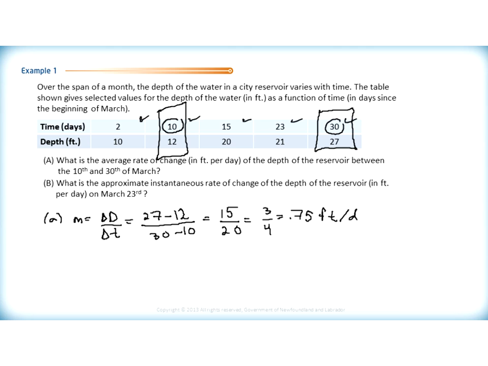So what does that information tell us? It tells us that between the 10th and 30th of March, on average, the depth of the water in that reservoir was increasing by about 3/4 of a foot every day.